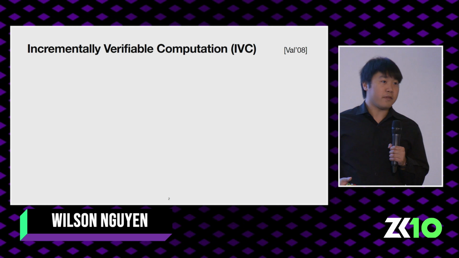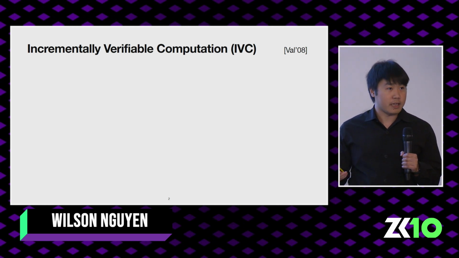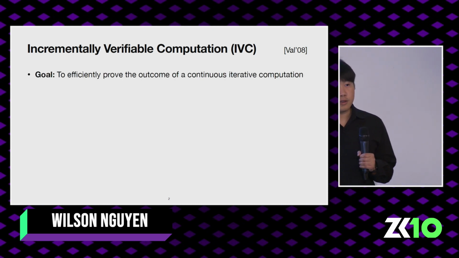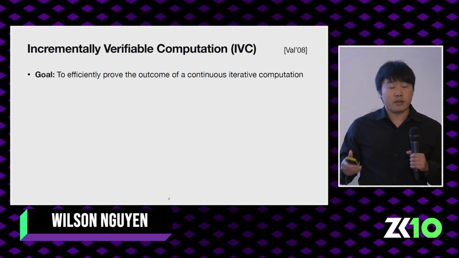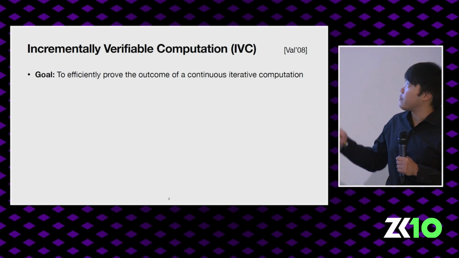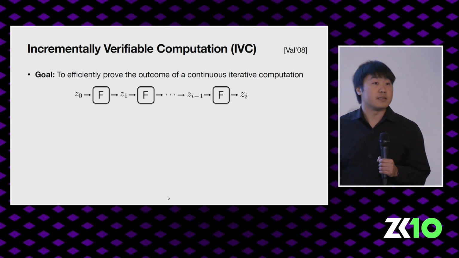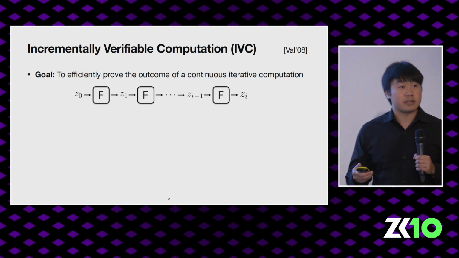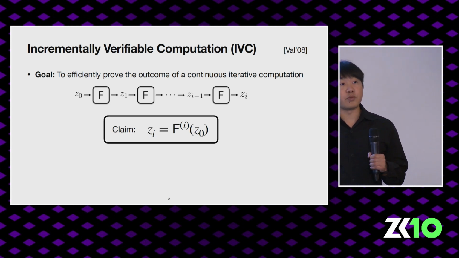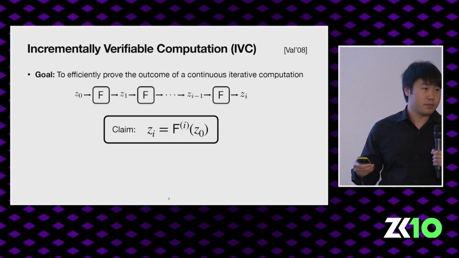The cryptographic primitive that we'll be talking about today is incrementally verifiable computation, or IVC schemes for short. This was introduced by Valiant in 2008, and the goal of IVC schemes is to efficiently prove the outcome of some long continuous operation. So here we have a function f that's being repeatedly applied on these z elements. And the claim that we would like to convince a verifier of is that some element zi is the result of applying this function f i times on some initial element z0.